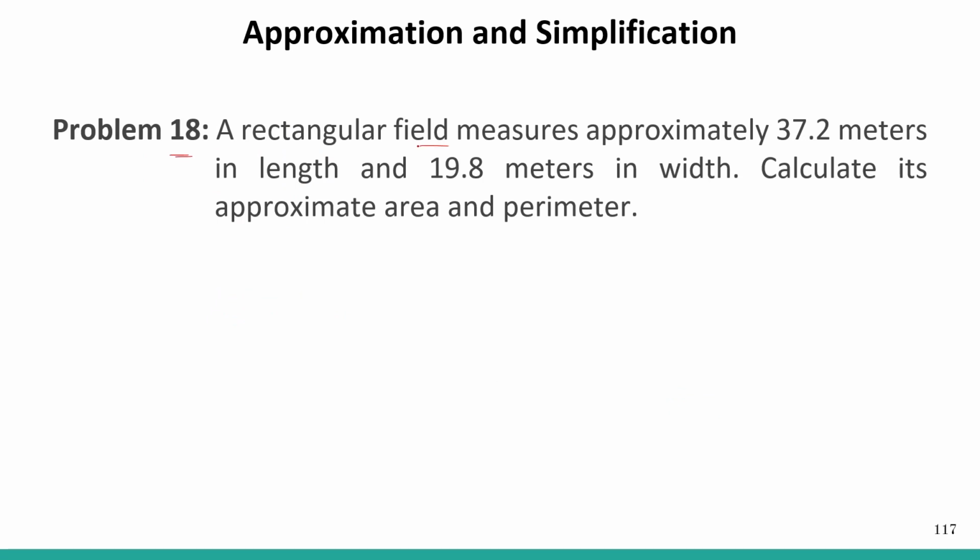A rectangular field measures approximately 37.2 meters in length and 19.8 meters in width. Calculate the approximate area and perimeter. So perimeter is equal to 2 into (length plus width). So that will be equal to 2 into (37.2 plus 19.8). So 37 plus 20, that is equal to what? 57 into 2. That will be equal to 114 meters perimeter.